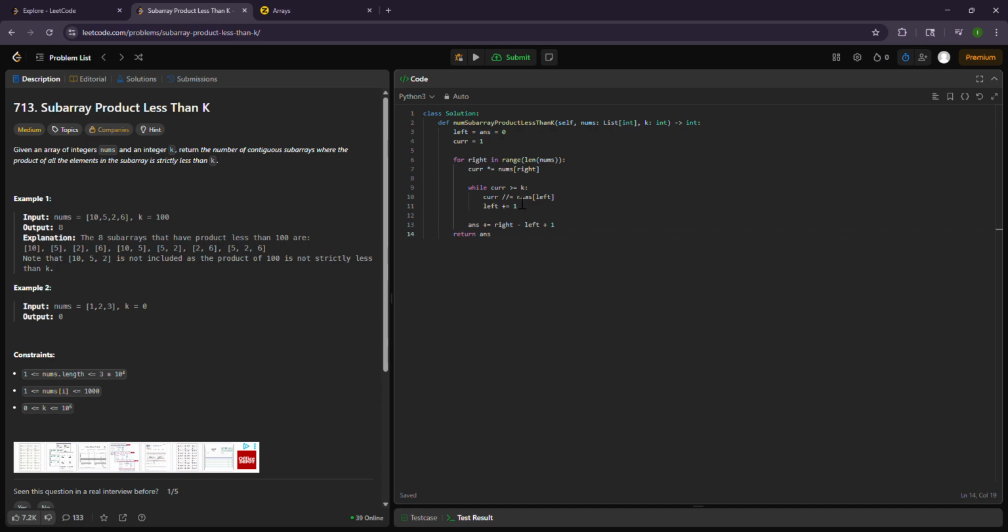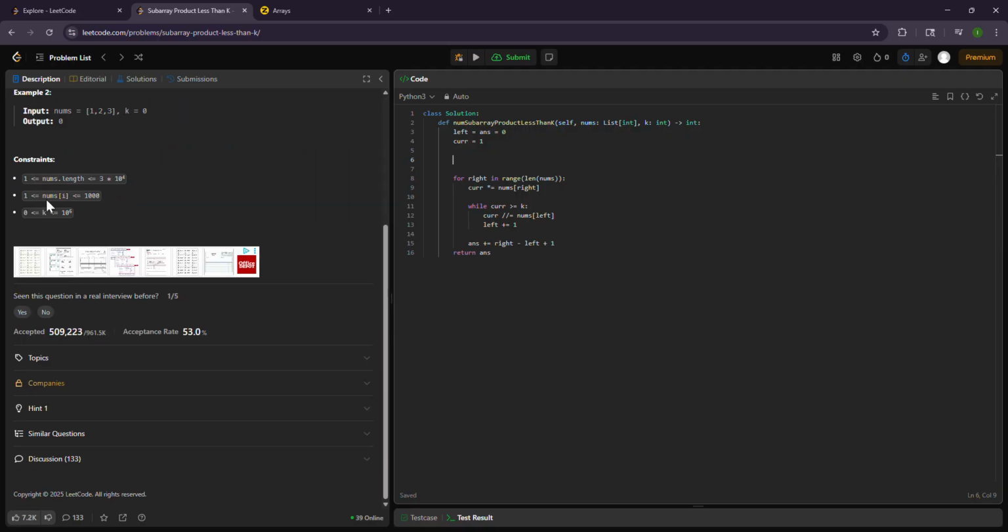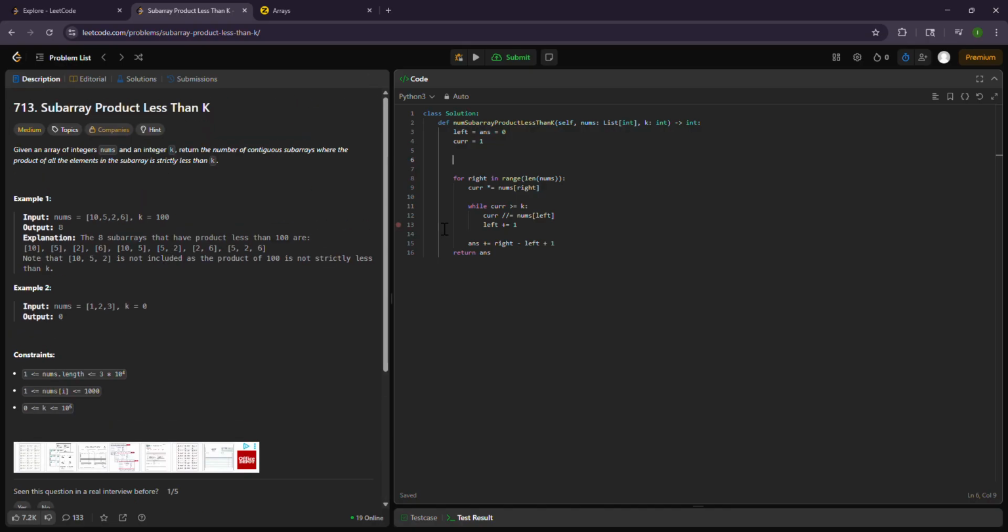When we return answer, we are going to get the answer. But there is one edge case that we have to think about. What is that one edge case? What if we are given the product to be 0? Now, within the question, we are told that the numbers will be between 1 and 1000. It can never be 0.